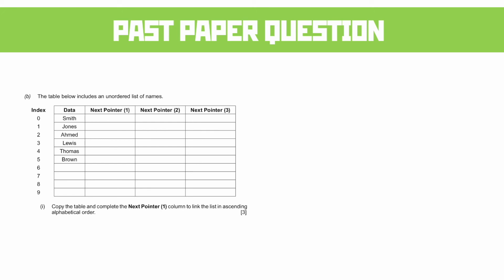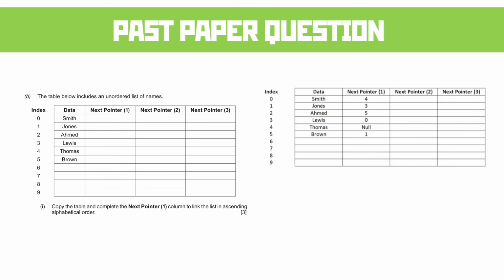So what we're talking about here is we're starting with the A and going from there. We've got Ahmed, who's pointing to pointer 5, which is Brown, pointing to pointer 1, which is Jones, pointing to pointer 3, which is Lewis, pointing to 0, which is Smith, pointing to 4, which is Thomas, which then nulls and ends the list. So all we're doing is really pointing at the next one in the order. And look at the breakdown of marks there. You get a mark for the start and the end and a mark for the rest of the pointers being correct. So do pay attention to the start and the end of the list being absolutely correct.